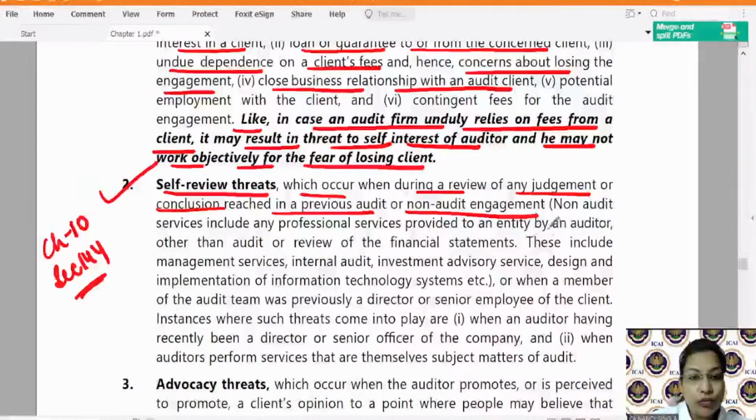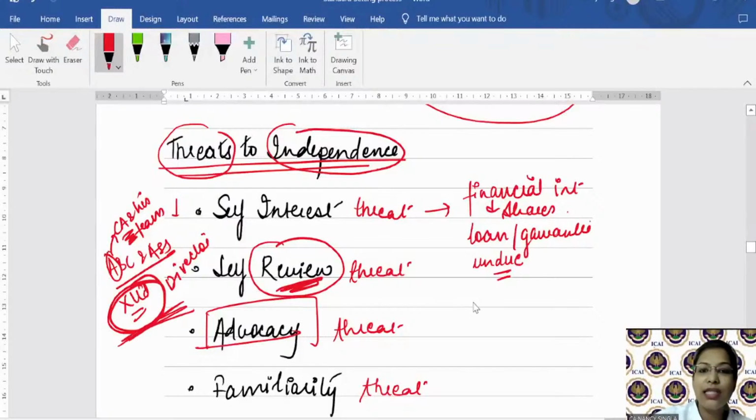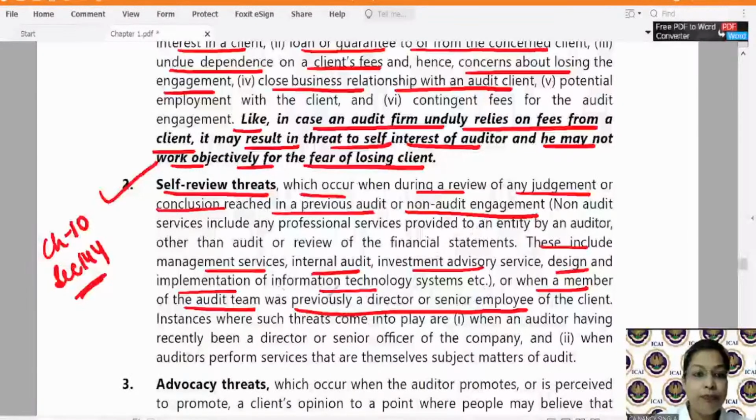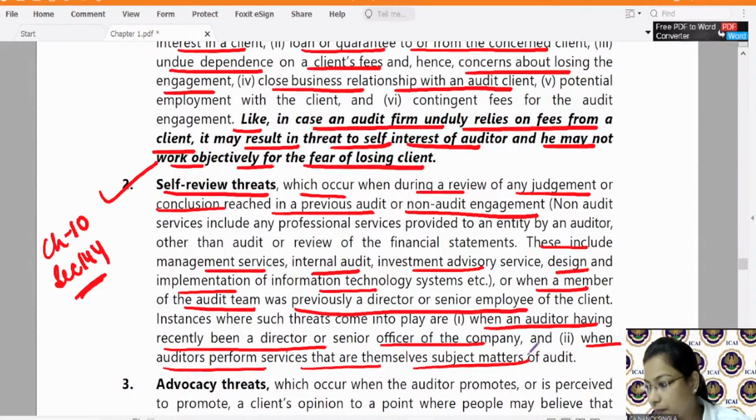Okay? So, for example, these services include management services, internal audit, investment advisory services, design and implementation of information technology. Or when a member of the audit team was previously a director or senior employee of the client. I gave you this example, that earlier CAA was the director of this company. Or when an auditor has recently been the director of the company. And the second one is when the auditor performs services that are themselves the subject matter of audit. If you check your own paper, you will give full marks, right? Okay, done. So, self-review threat and self-interest threat.